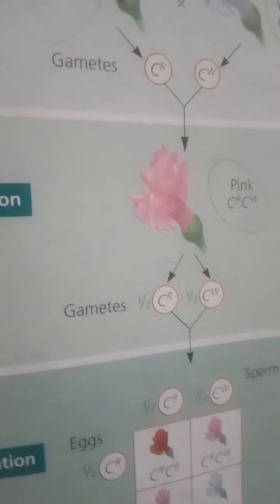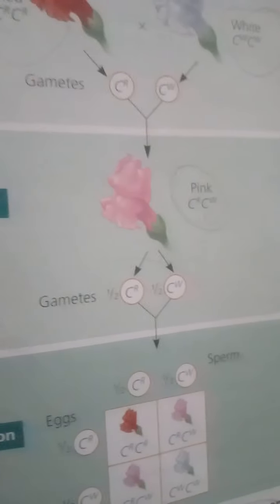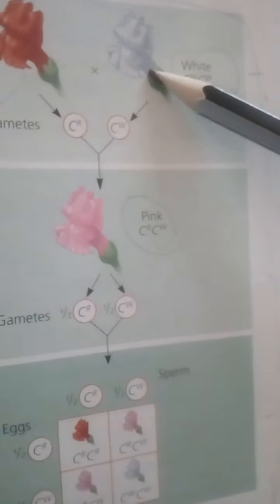When red snapdragons are crossed with white ones, the F1 hybrids have pink flowers. Segregation of alleles into gametes of the F1 plants results in an F2 generation with a 1 to 2 to 1 ratio for both genotype and phenotype. Superscripts indicate the alleles for flower color: C to the power R for the red and C to the power W for the white. Notice also the pink.